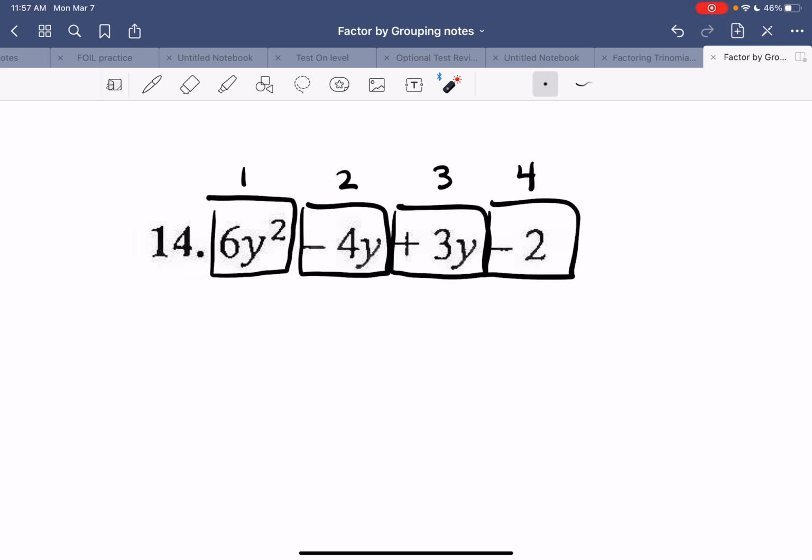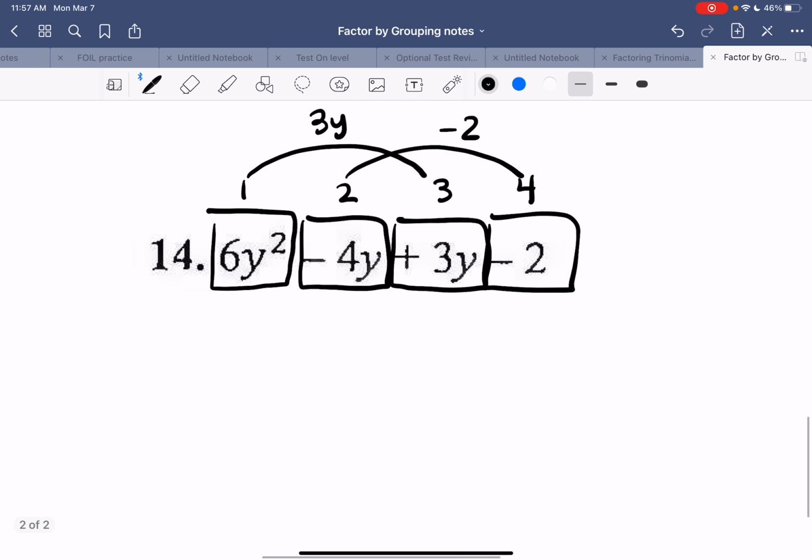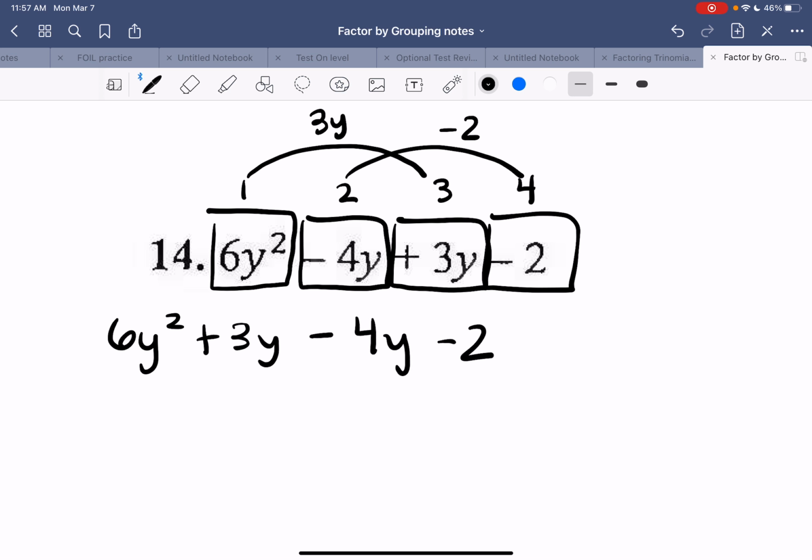So I'm going to see if there are any other pairs, and I notice that 1 and 3 have a common factor of 3y, and 2 and 4 have a common factor of -2. So I'm going to rewrite my problem in that order: 6y squared plus 3y minus 4y minus 2. This will help me keep my problem straight.